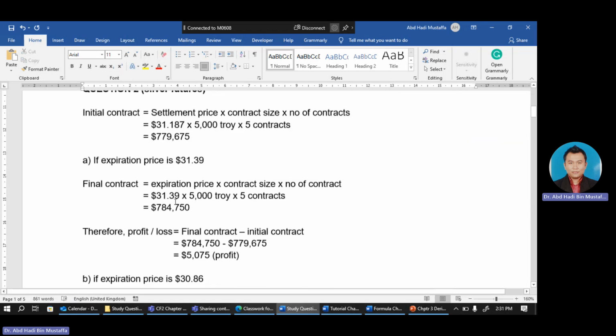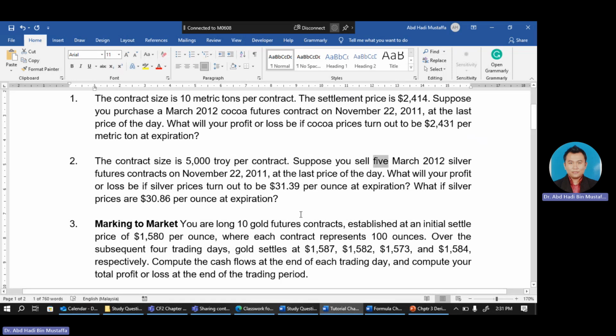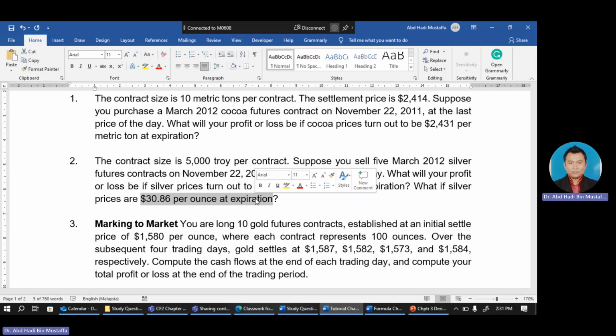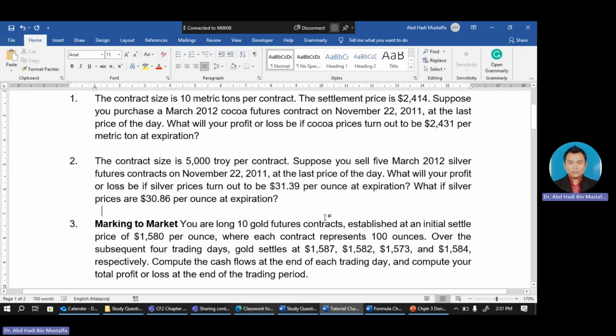Maknanya apa? They ask you two questions. The first one, expiration price of 31.39. Yang kedua, same step, tetapi expiration price dia berbeza, 30.86. Maknanya ada dua calculation you kena buat. Dua expiration price. Bila ada dua expiration price, you kena buat dua kali lah.